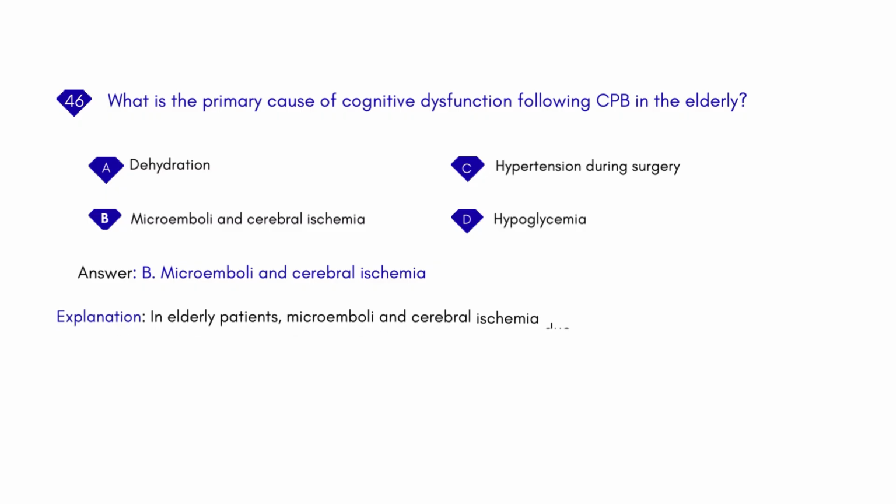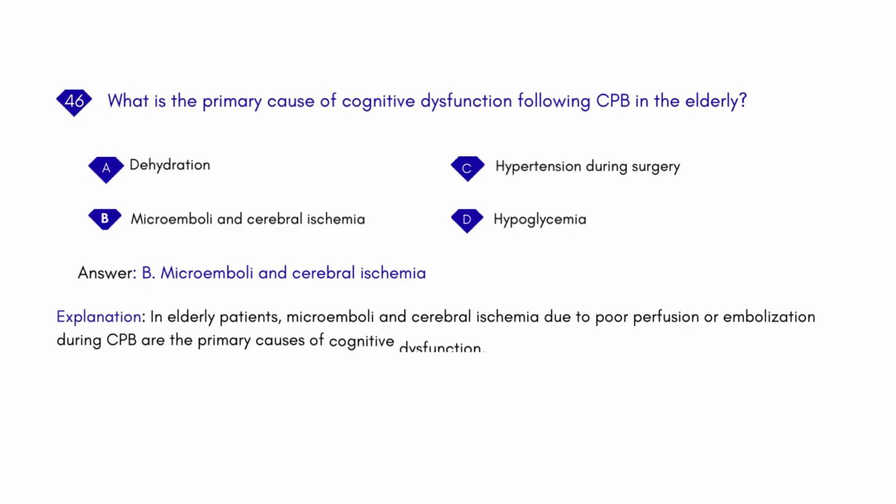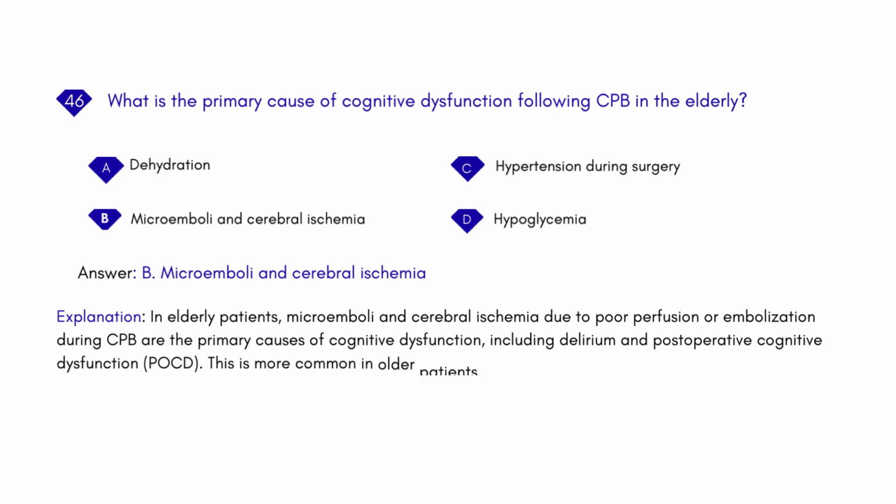Explanation: In elderly patients, microemboli and cerebral ischemia due to poor perfusion or embolization during CPB are the primary causes of cognitive dysfunction, including delirium and postoperative cognitive dysfunction, POCD. This is more common in older patients due to age-related vascular changes.